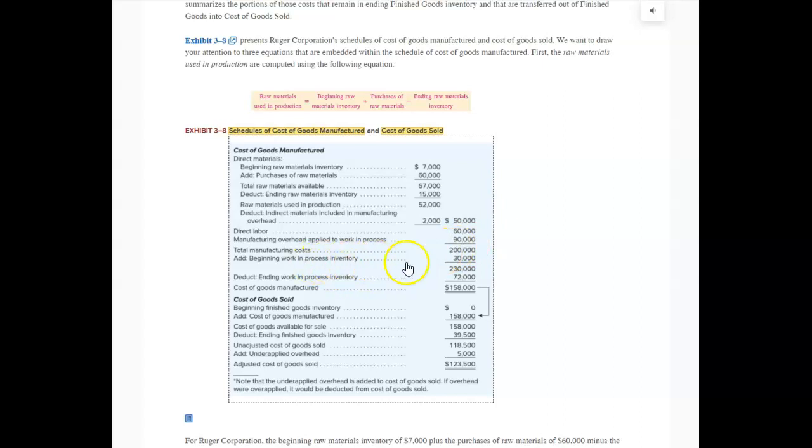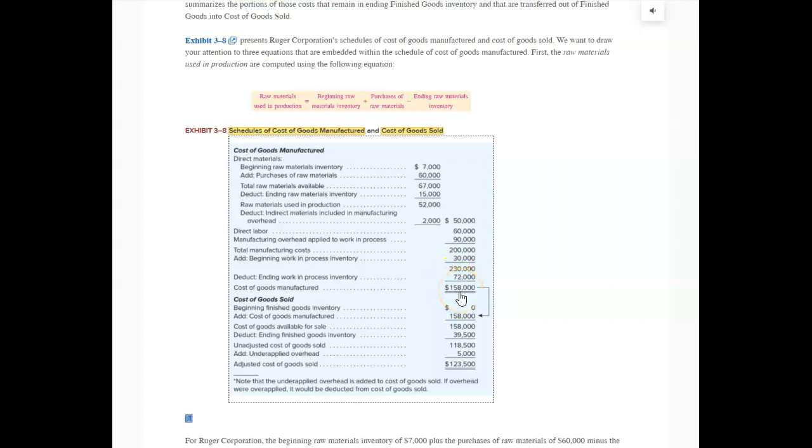Add beginning inventory. If you remember, job A was already started last month. And so we throw the $30,000 beginning inventory in here. Get a total, not really even named, it's just a subtotal. Take away the ending work in process inventory, and this represents the cost of job B we have not completed. So whatever jobs you have not completed, they're still out on the factory floor, all that cost is in the ending inventory for work in process. Okay, so subtract that out, and we get $158,000.